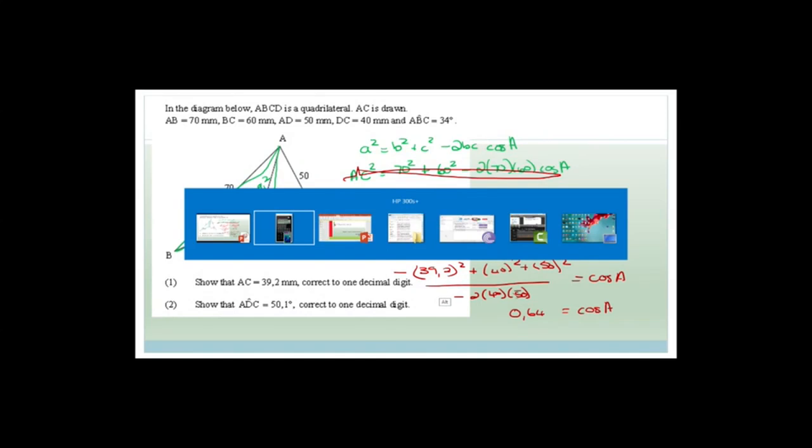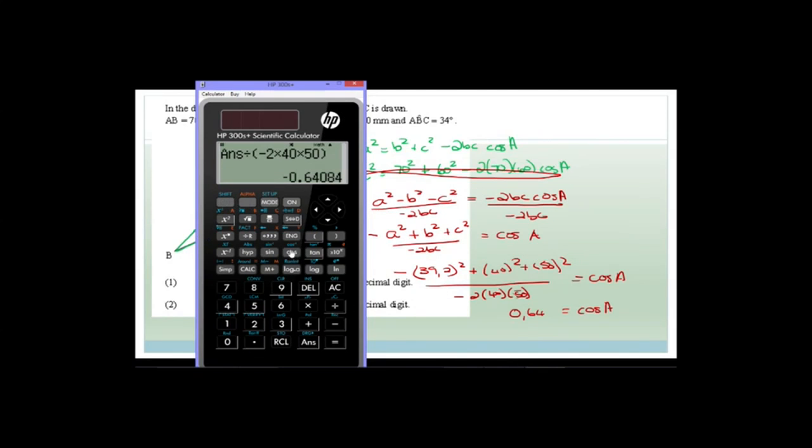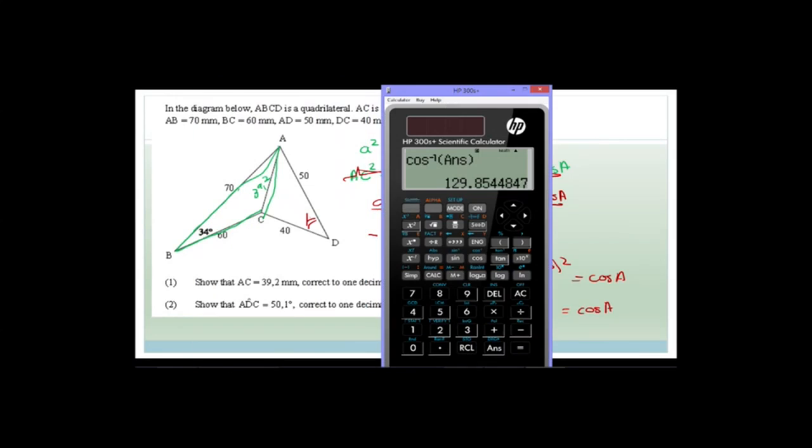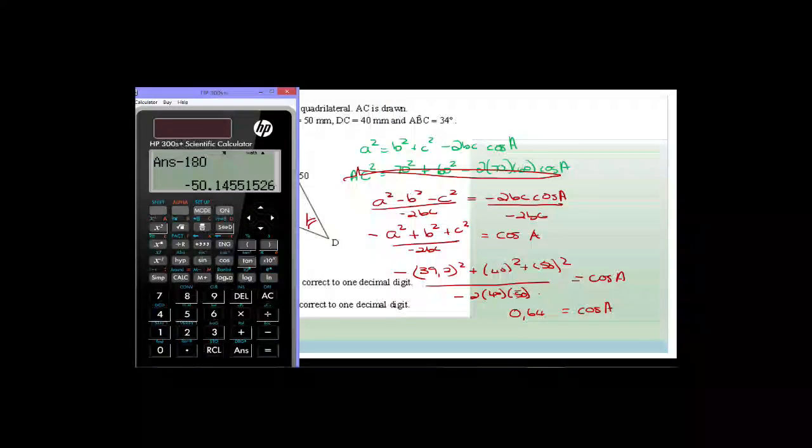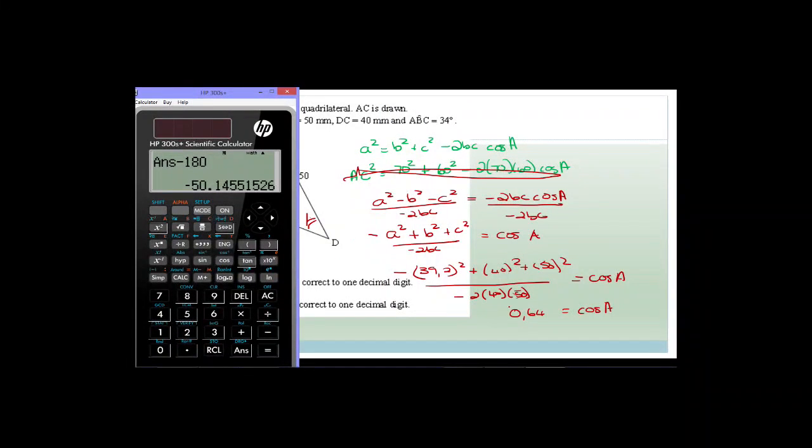So now we need to do a second function. We're going to go shift cos of the answer, close bracket, equals, and that's 129.85, but if we subtract that from 180, you get 50.1. Because why? Because, guys, I went second function cos of minus 0.64 when I'd already told you that you ignore the negative. You always just put in the value.